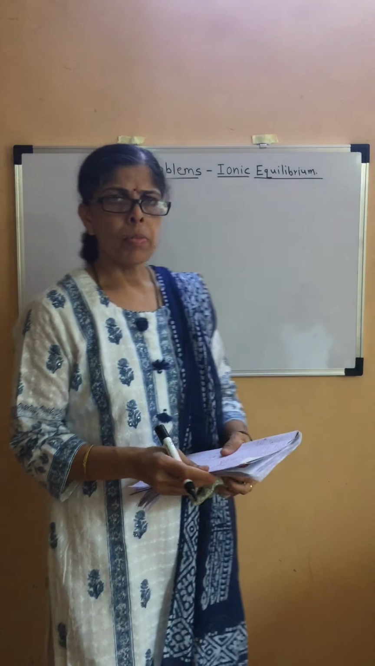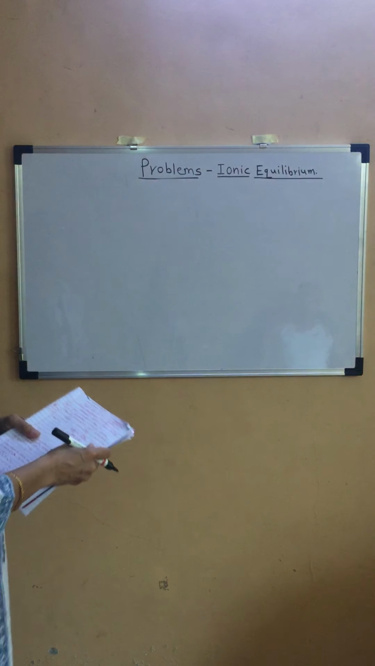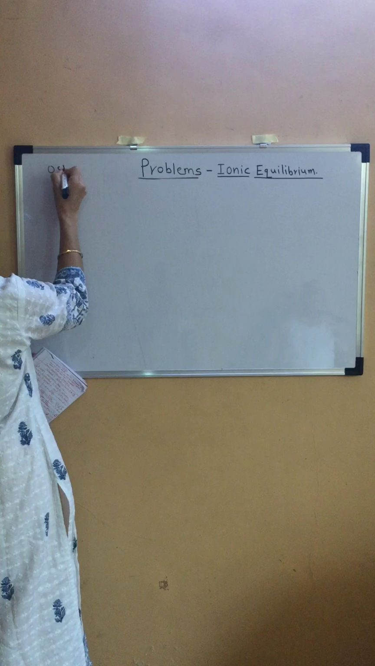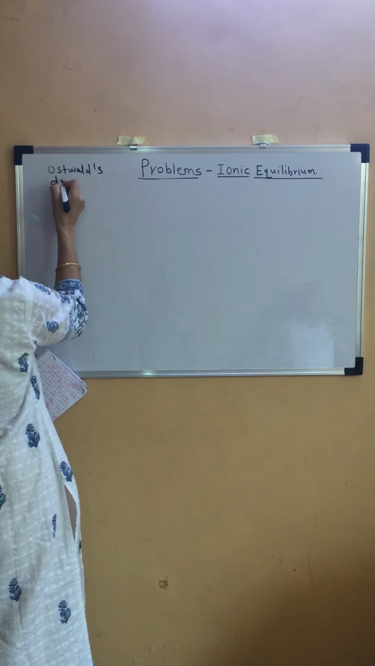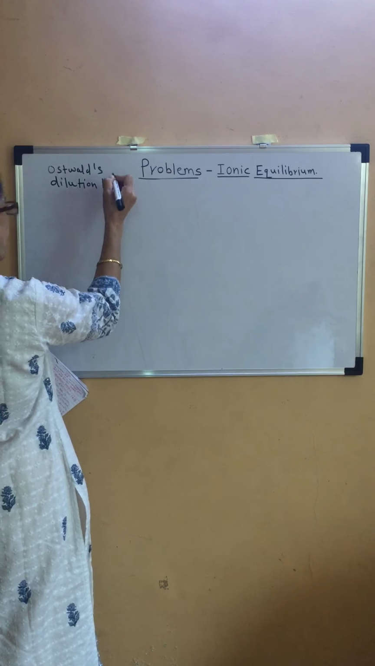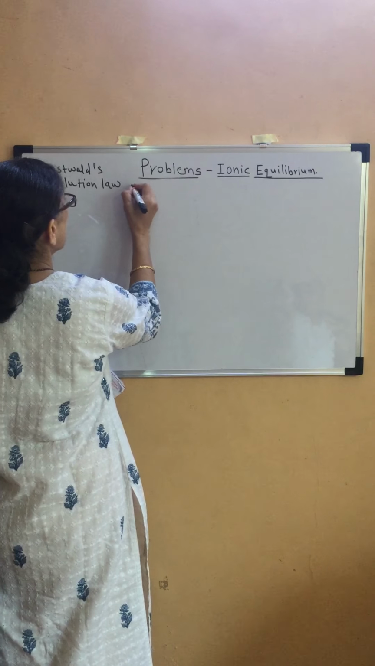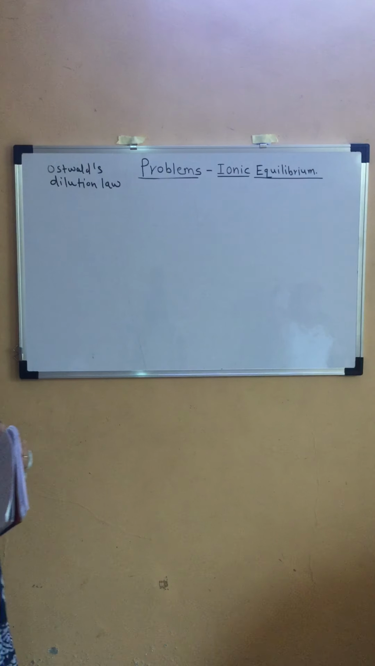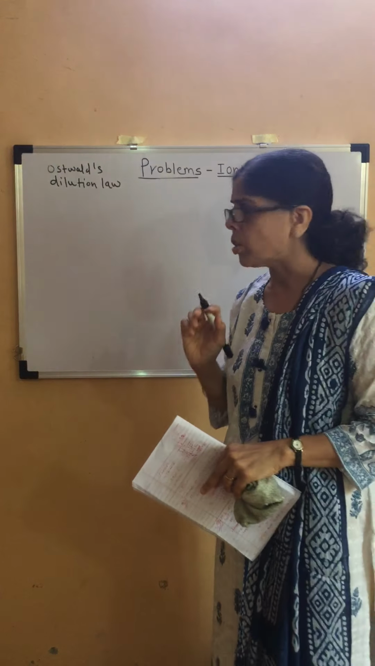Now we will start with the problems based on ionic equilibrium. First of all, we will solve the problems based on Ostwald's dilution law. We have already seen the derivation and what the law is. Degree of dissociation is directly proportional to square root of volume for a weak electrolyte, or degree of dissociation of a weak electrolyte is inversely proportional to square root of concentration.